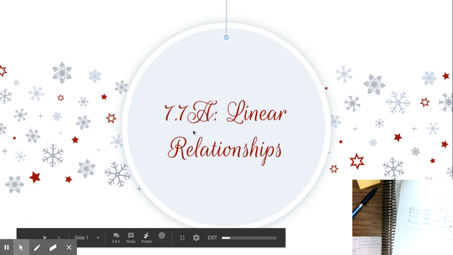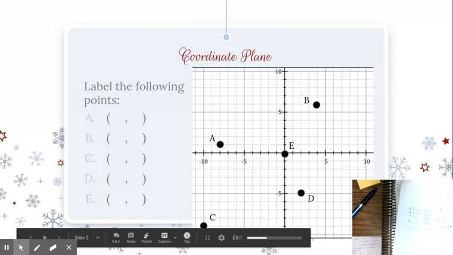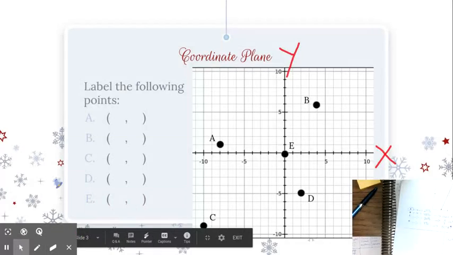Okay, so we want to remember that the axis that goes across the middle side to side is our x-axis. And then the one that goes up and down is our y-axis. We need to remember that because we're flipping them on some of our questions. So side to side, x, up and down is y.